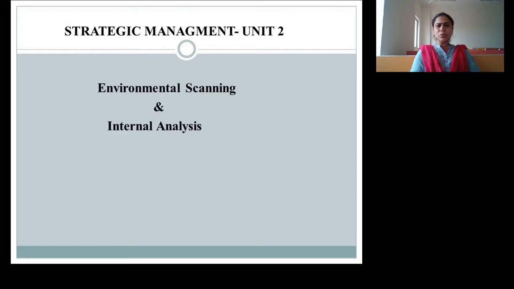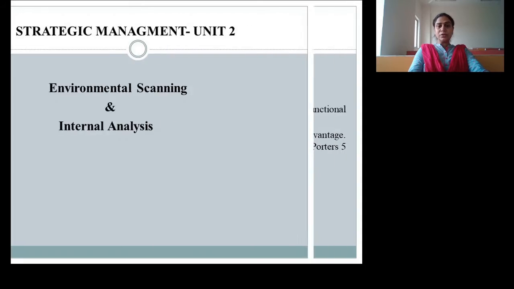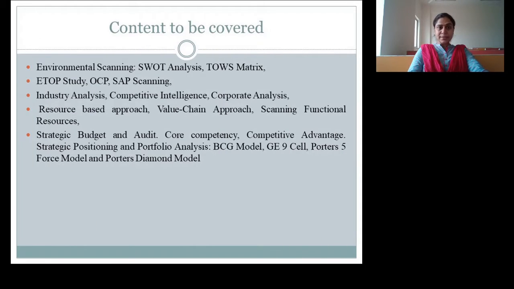Moving on to the second unit, we'll study the environment and the importance of environment, how many kinds of environment there are, what the external environment is, what the internal environment is, how you scan the environment, what the process for environmental scanning is, and how crucial environmental scanning is for any company. So strategic management Unit 2 will deal with these concepts, and the first thing covered will be environmental scanning.